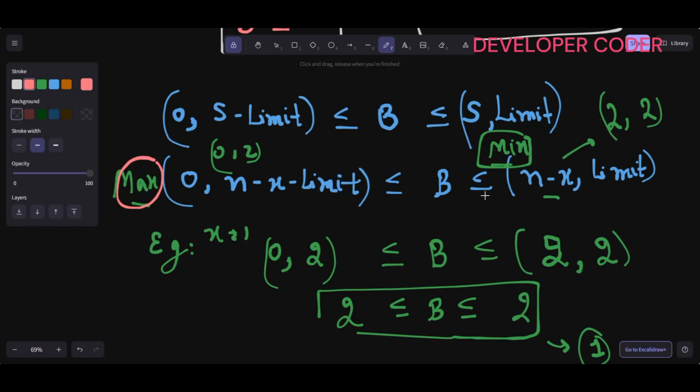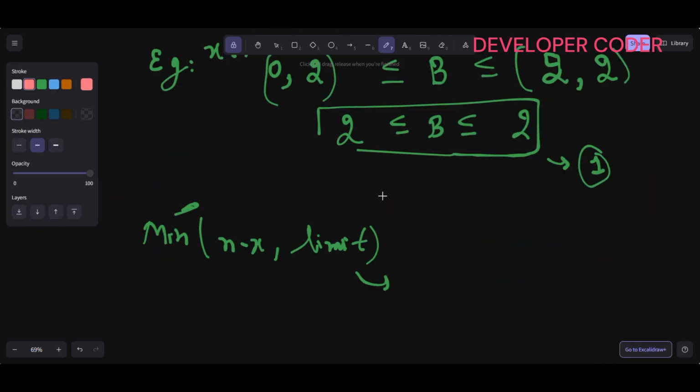So this is done. Now this is going to be some range, like 2 to 2, this is one range. So this is inclusive, right?